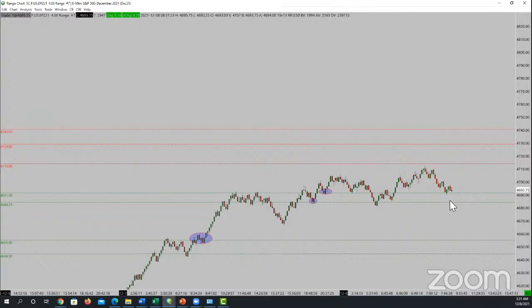If we get below these 84.25s, we could see this thing try to drop off a little bit deeper into our level of 46.55 and then below that 46.44.50. But if we do hold the support, looking for this market to try to test these 47.14s as resistance, and the next level above 47.29 and then 47.40.50 as the next areas of resistance. So just keep those in mind.